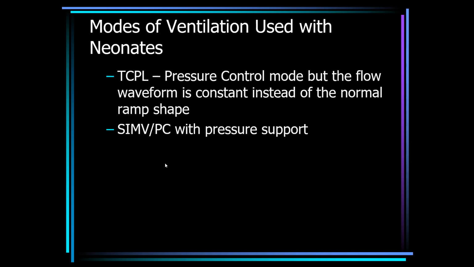With neonates, you set flow in time cycled pressure limited mode, and for neonates it is 5 liters a minute up to 8 liters per minute.